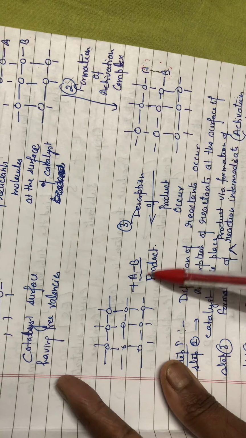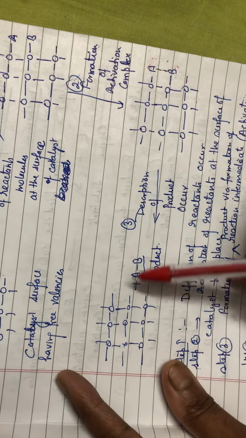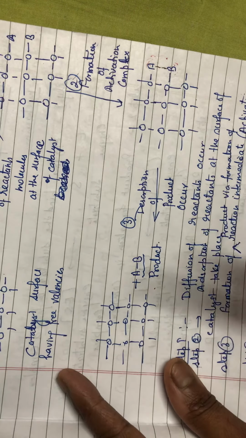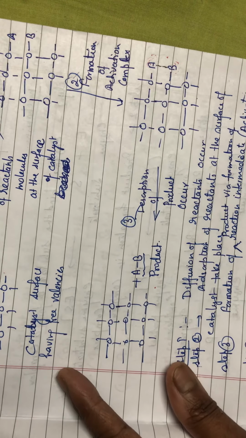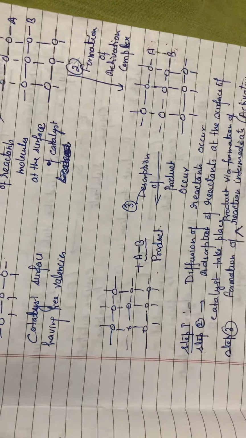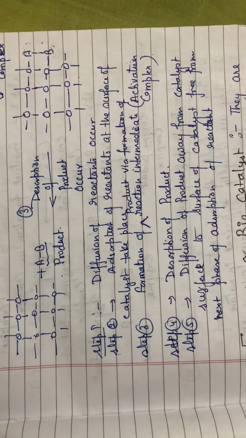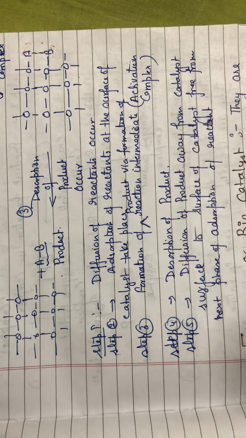This product then gets desorbed from the surface of the catalyst, so that the surface of the catalyst is again free for the next phase of adsorption. We can represent this adsorption theory of heterogeneous catalysis in 5 steps.